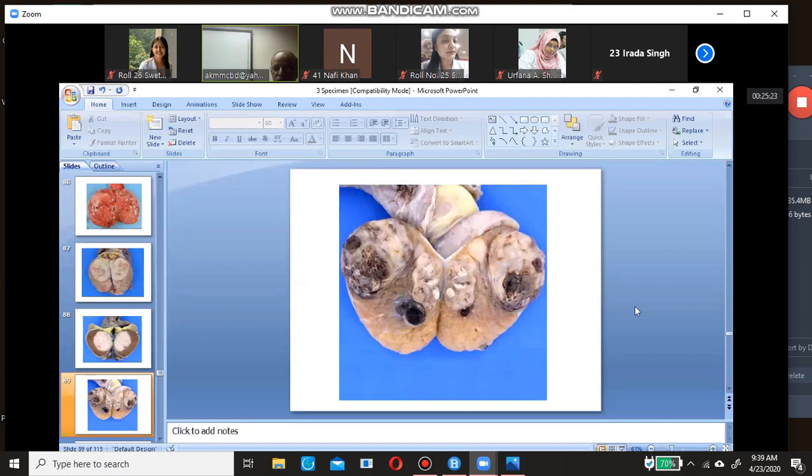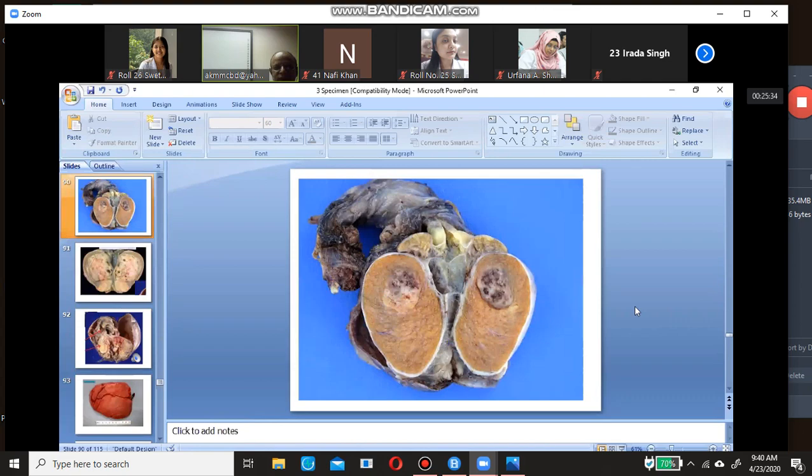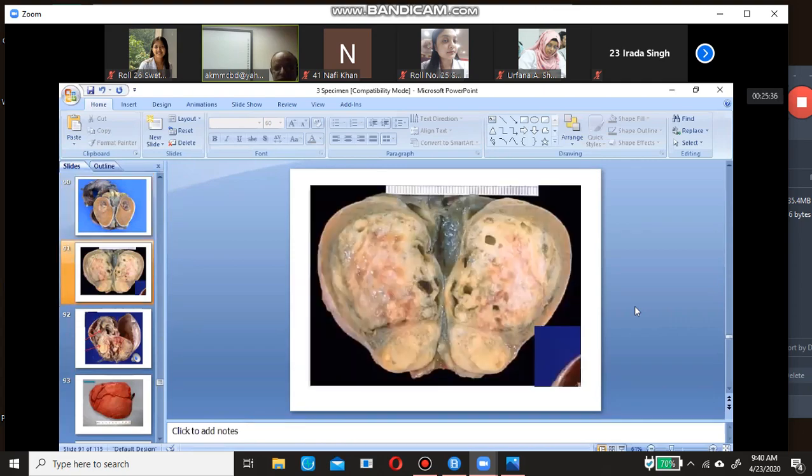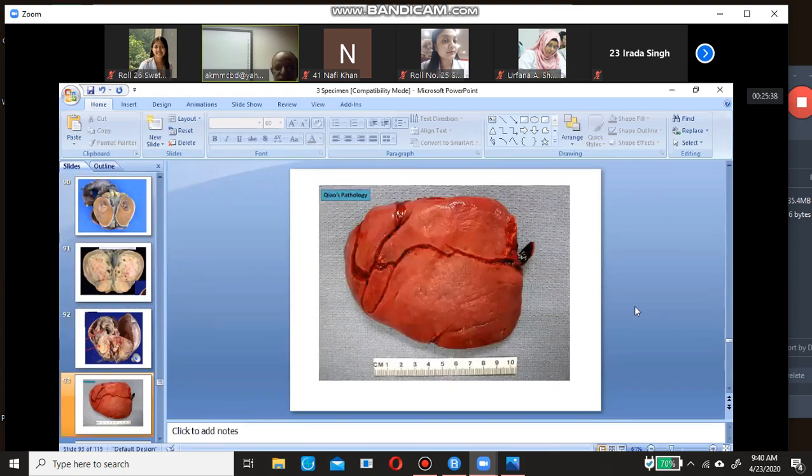If you cannot differentiate between seminoma of the testis or teratoma of the testis, simply write down carcinoma of the testis. At least you will get half mark. This is also teratoma of the testis.